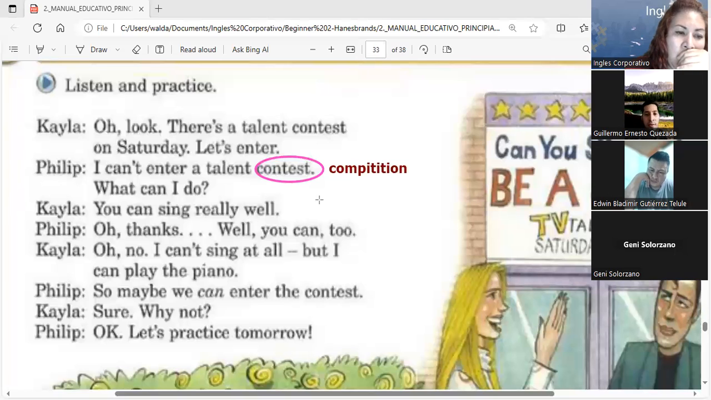Oh, look, there is a talent contest on Saturday. Let's enter. I can enter a talent contest. What can I do? You can sing really well. Oh, thanks. Well, you can too. Oh, no, I can't sing at all, but I can play the piano. So maybe we can enter the contest. Sure, why not? Okay, let's practice tomorrow.